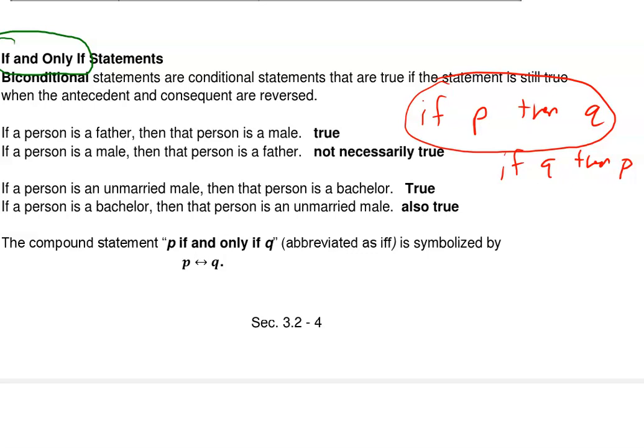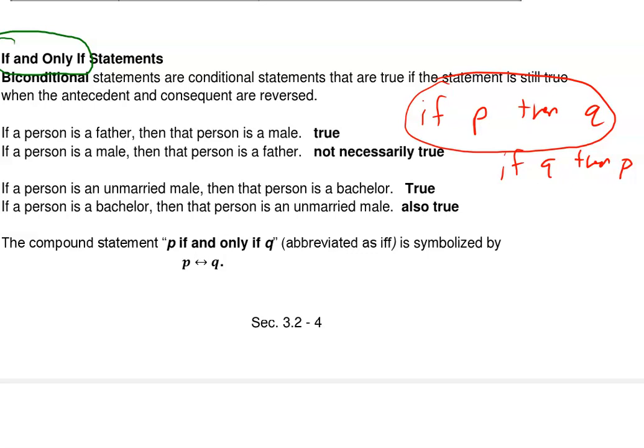So if you flip P and Q, and it's still true after you flip it, then that's called a biconditional statement. It's a special kind of statement, because that isn't always going to be the case. And so that's the point they're trying to make here. If a person is a father, then that person is a male. That's being considered true here.